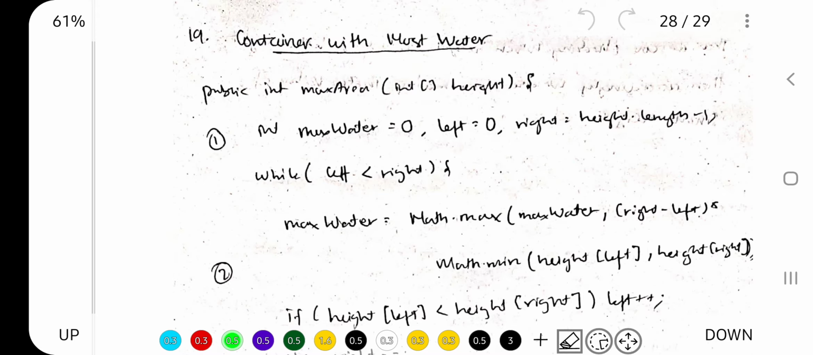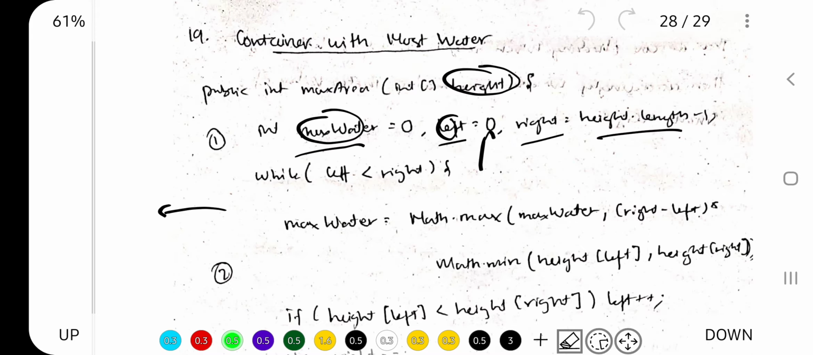So what has been given to us? We have been given the heights array. We are initializing three variables: max water, left and right. Max water is the variable wherein we will store the maximum possible water. Left is equal to 0, it will start from the leftmost part, and right is equal to height length minus 1, meaning the rightmost index. So left is here, right is here, across all the heights which are given to us. Left starts from here, right starts from here.